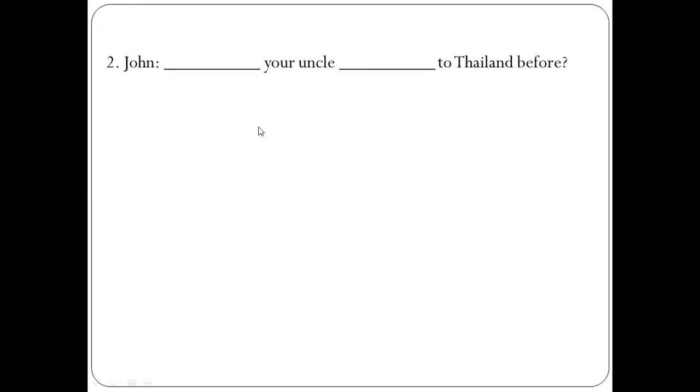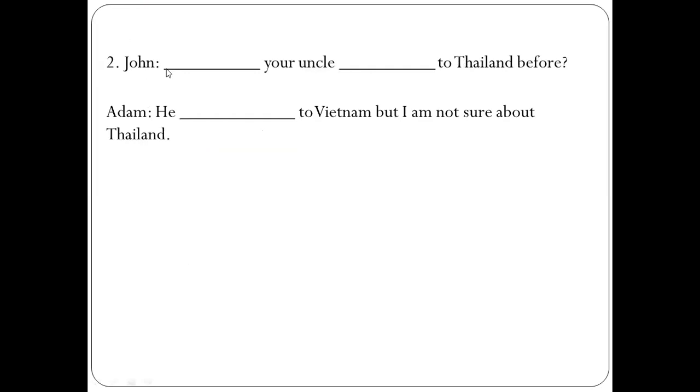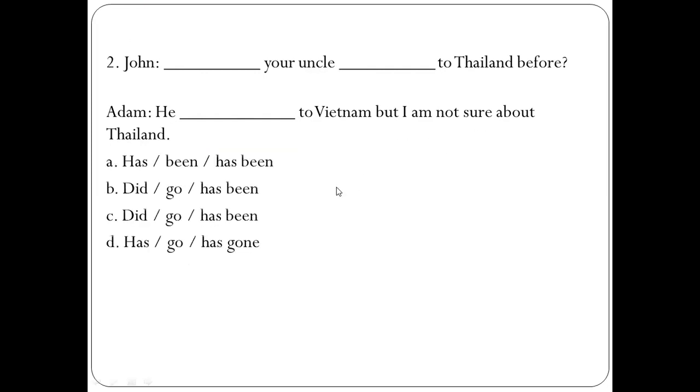Number 2. John: blank your uncle, blank to Thailand before, and he blanked to Vietnam, but I am not sure about Thailand. Choices. Can you think of an answer? John, blank your uncle, blank to Thailand before. You'll say, the subject here is uncle. So is uncle singular or plural? Of course, it is singular. So we have to use the verb has, because it is singular.